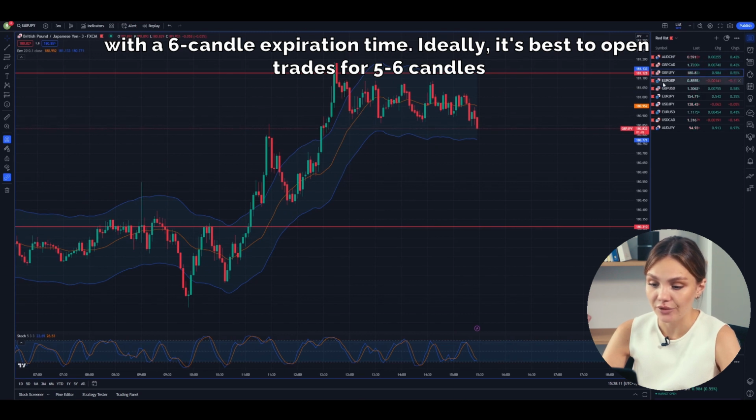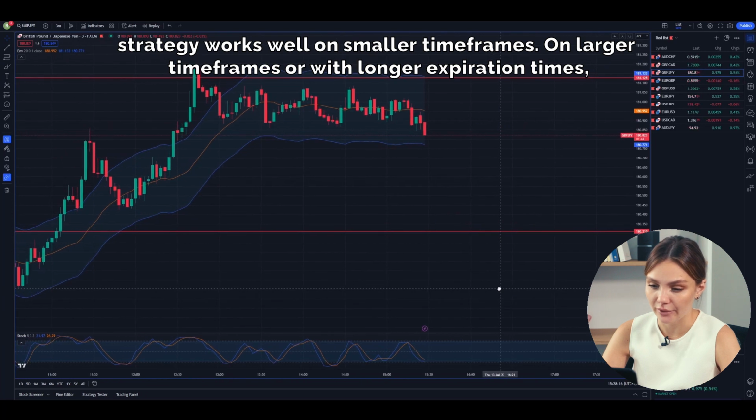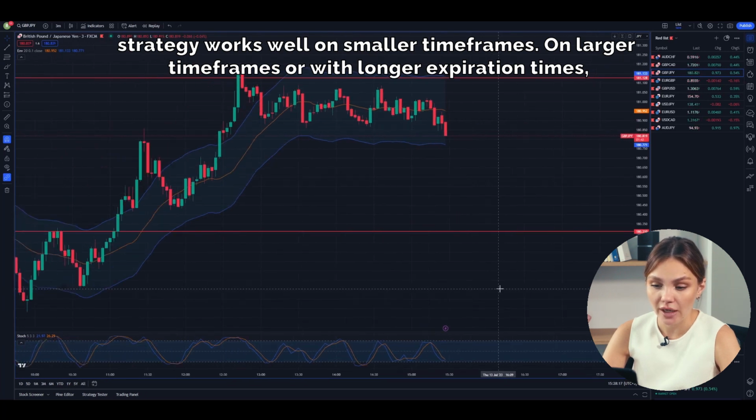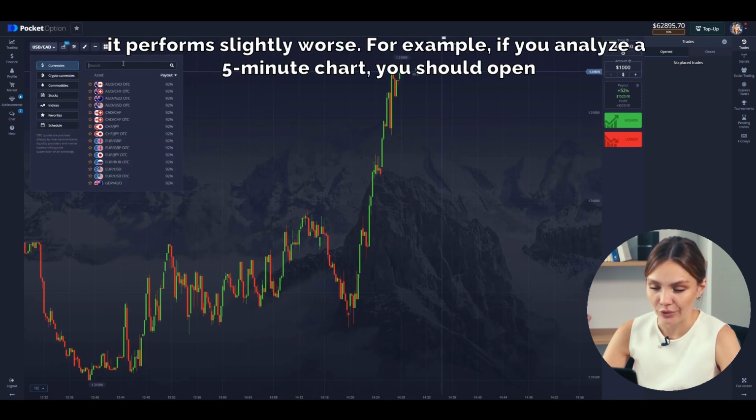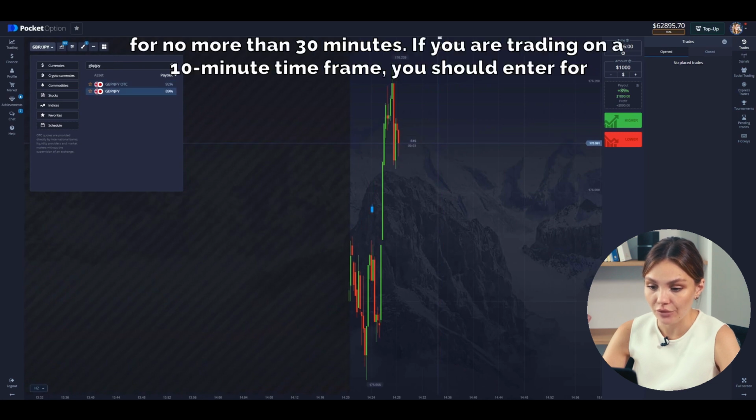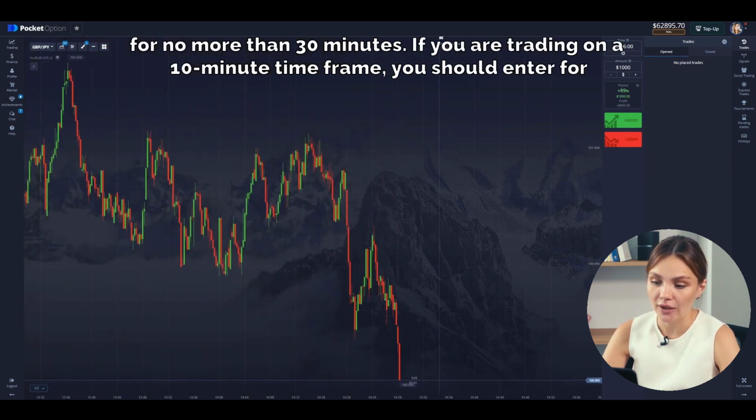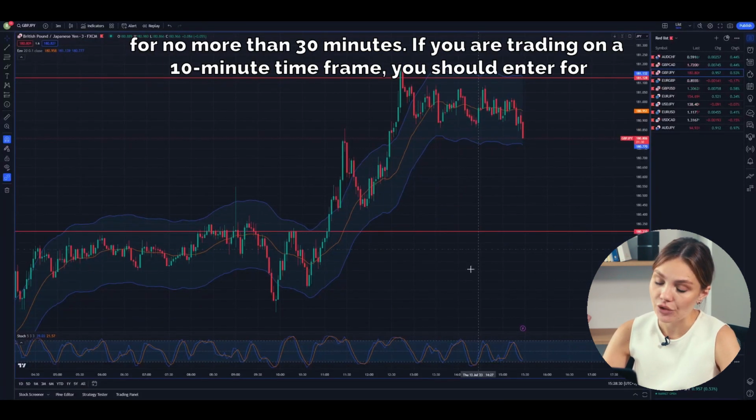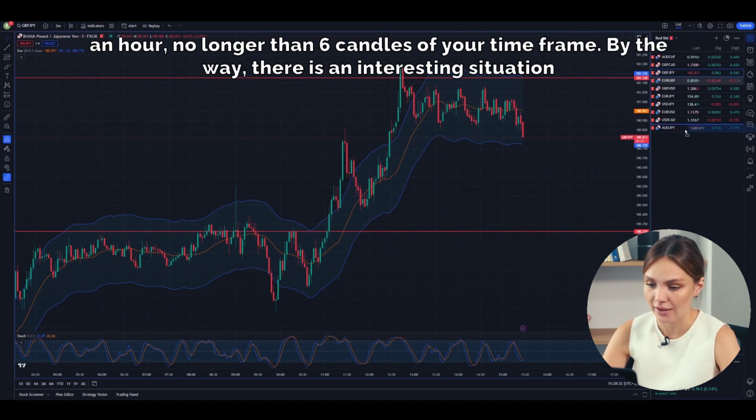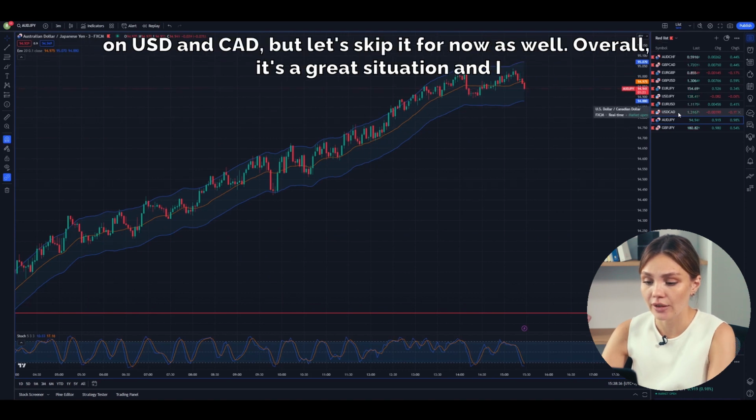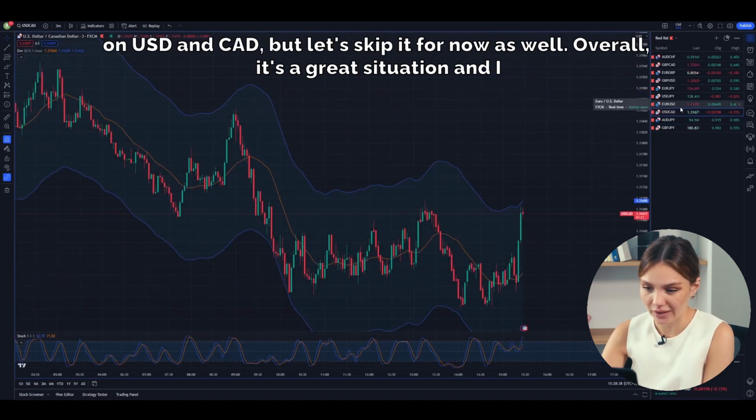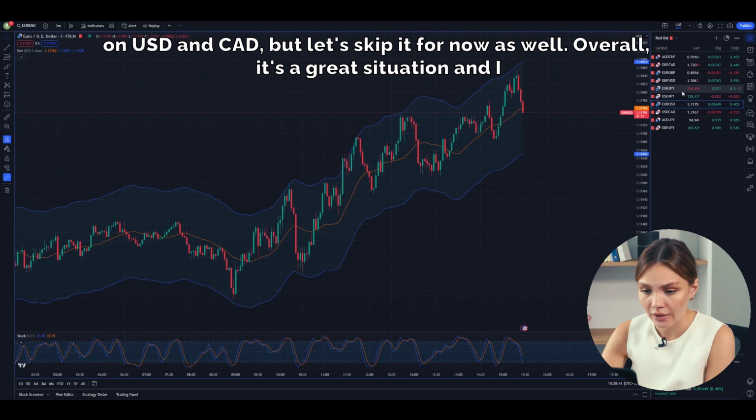Ideally, it's best to open trades for 5-6 candles because this strategy works well on smaller time frames. On larger time frames or with longer expiration times, it performs slightly worse. For example, if you analyze a 5-minute chart, you should open a trade for no more than 30 minutes. If you are trading on a 10-minute time frame, you should enter for an hour, no longer than 6 candles of your time frame. By the way, there is an interesting situation on US dollar and Canadian dollar, but let's skip it for now as well.